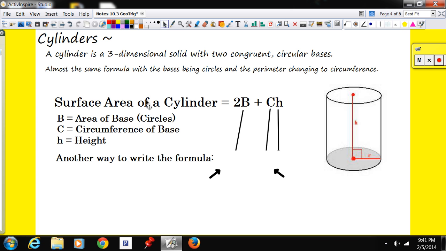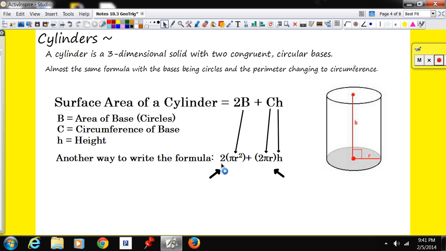So surface area of a cylinder, the B stands for the area of the base, which are the 2 circles. The C stands for the circumference of the base. That's going to be the 2 pi r. And the H, of course, is the height. And the height is always in between the 2 bases.